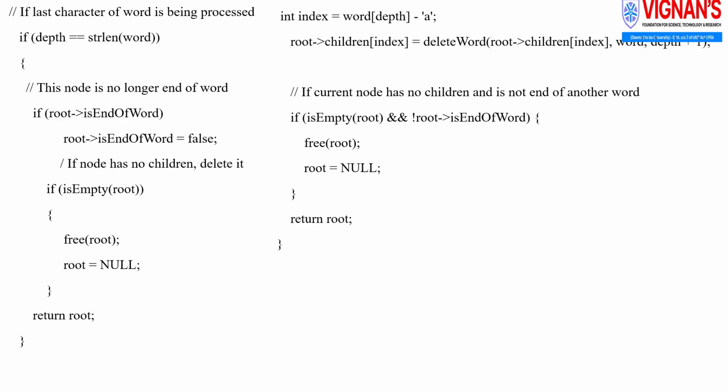If a node has no children and is not the end of another word, it is deleted. This process ensures that only unnecessary nodes are removed, while nodes that are shared with other words are preserved. Finally, the updated root is returned after safely deleting the word.